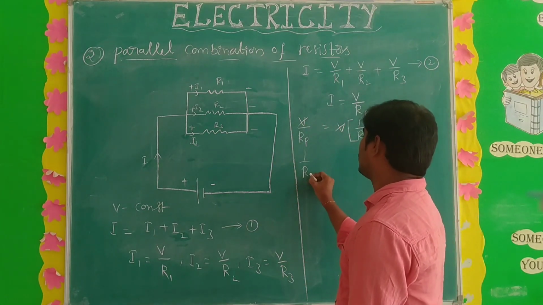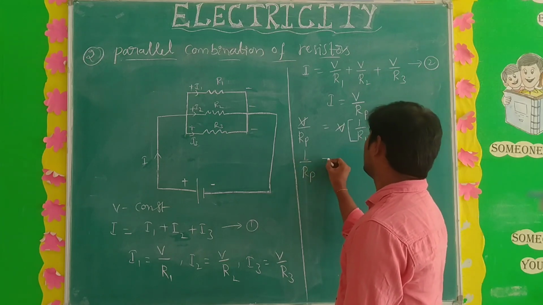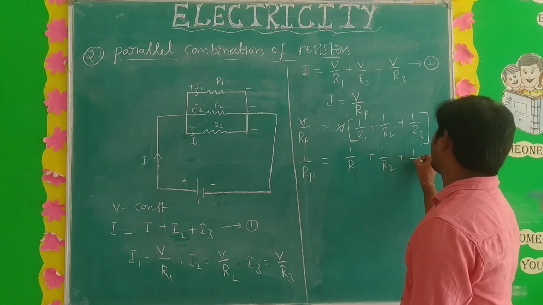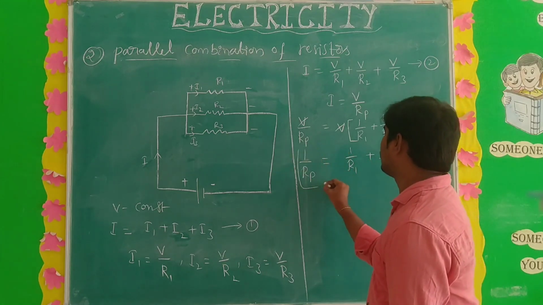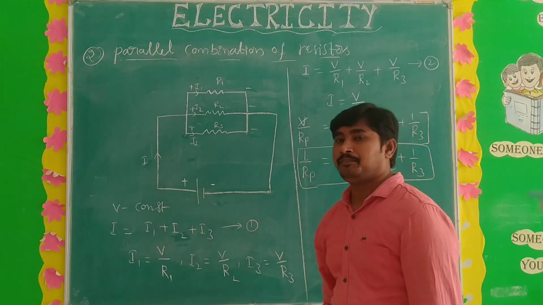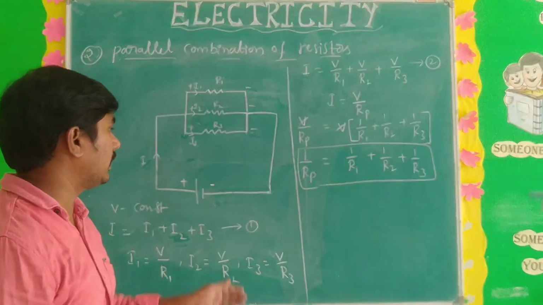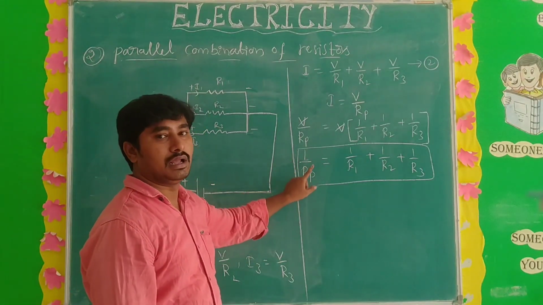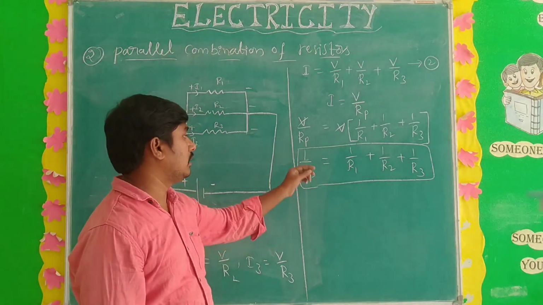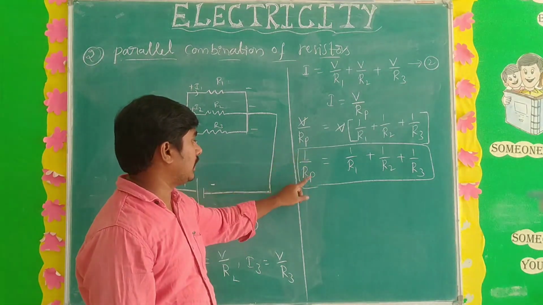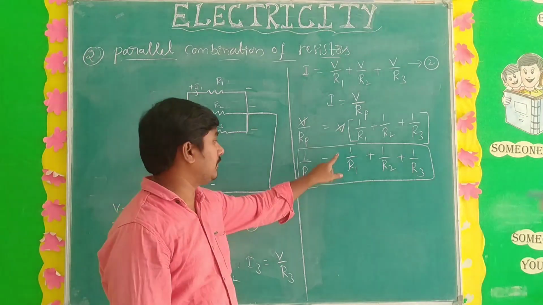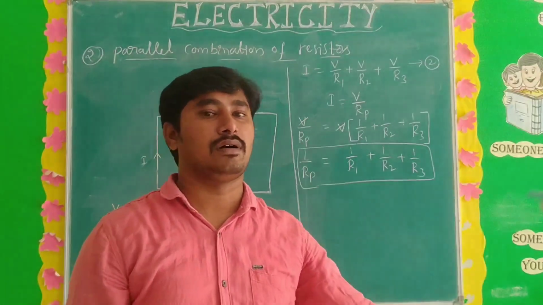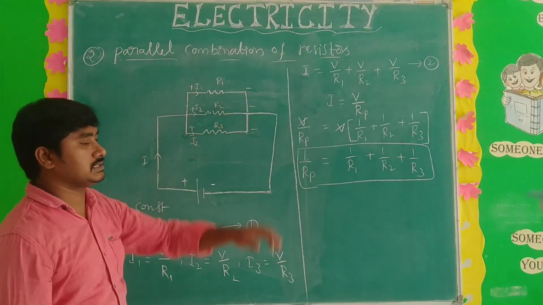Finally you get 1 by RP is equal to 1 by R1 plus 1 by R2 plus 1 by R3. So this is the formula for the parallel combination of resistors. Here 1 by RP is the reciprocal of the equivalent resistance. So the reciprocal of the equivalent resistance is equal to the sum of the reciprocals of the individual resistances. That is the formula for the parallel combination of resistors.